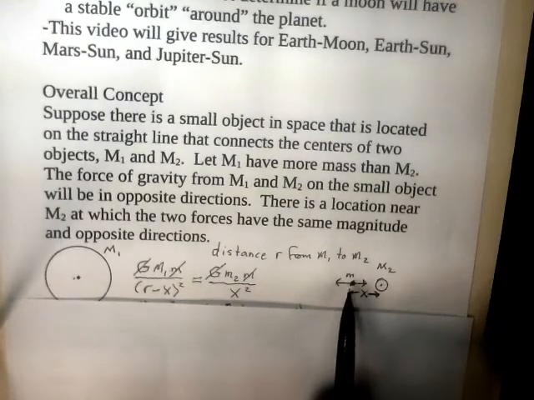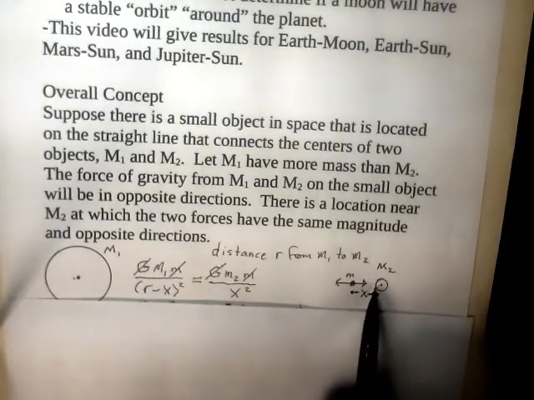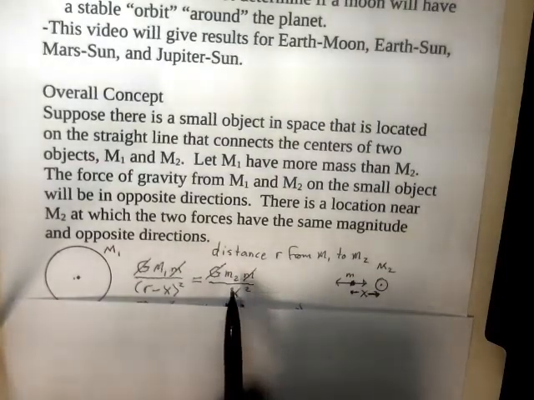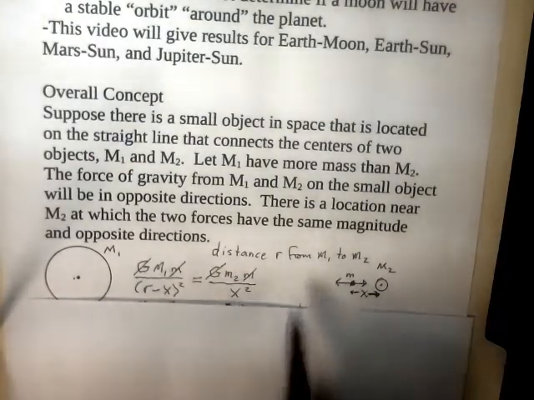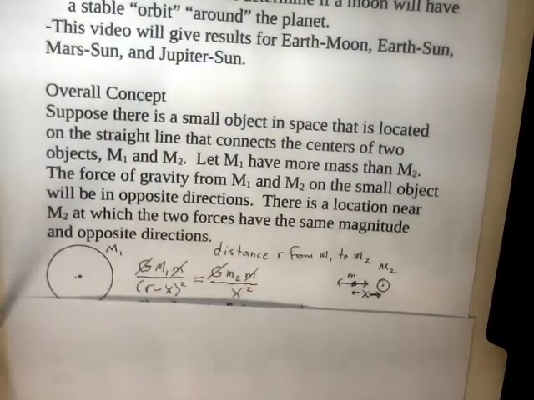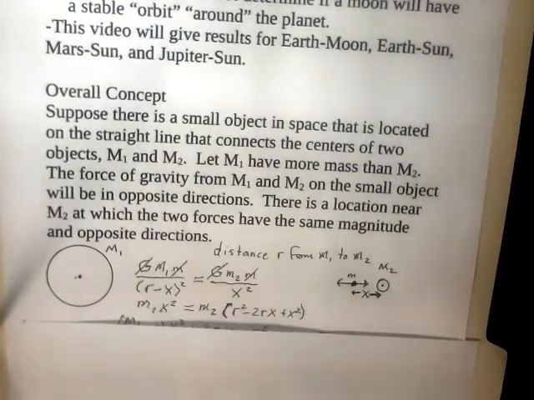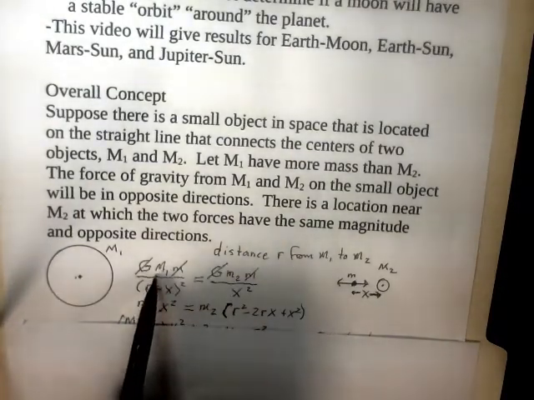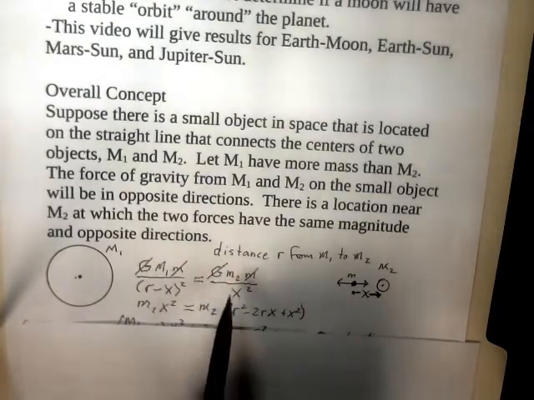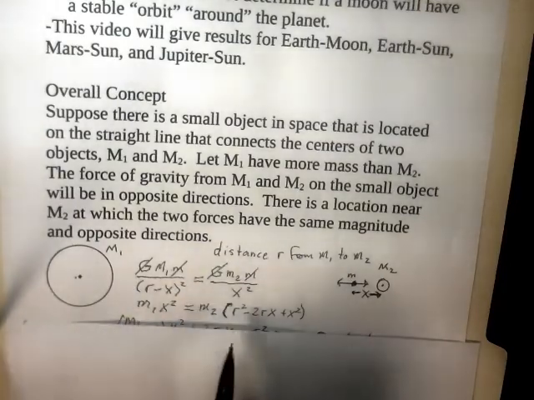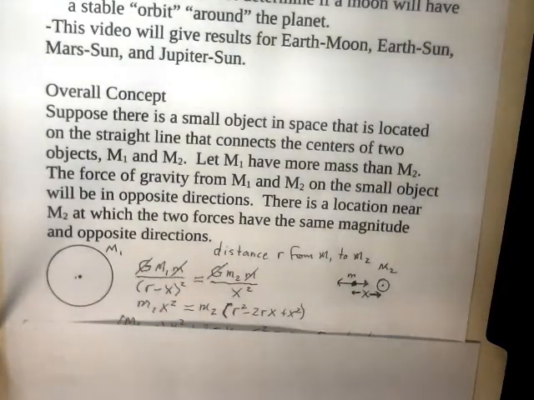For the force of attraction on this small mass from the Earth, for example, on the right, capital G, mass of the Earth, mass of the small object, and divide by X squared. So this is the calculation that we're going to have to perform. We're going to have to find the value of X. I'm not going to do every step here, but if I cross multiply, I get M1, the large mass, times X squared equals M2, and I've gone ahead and squared the parentheses here. So R squared minus 2RX plus X squared.